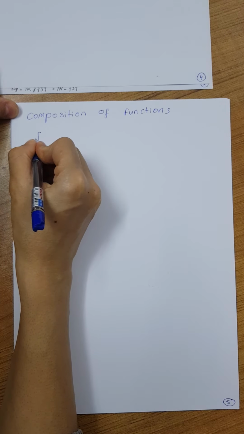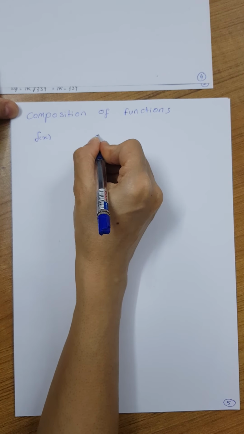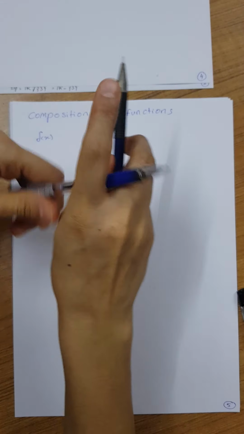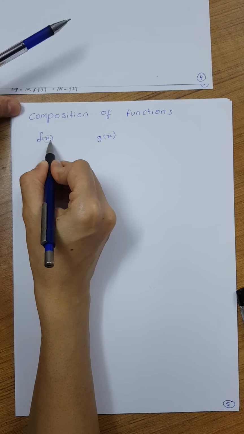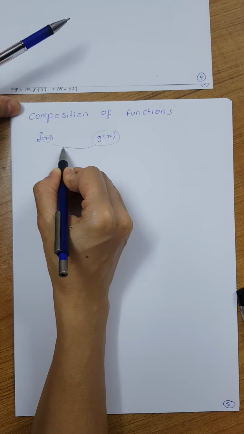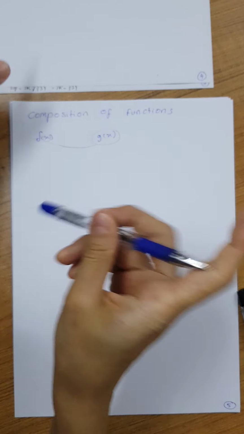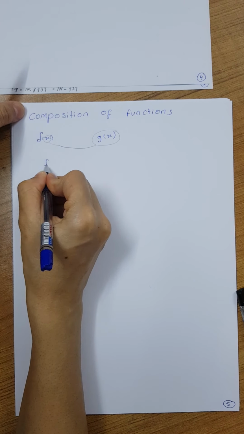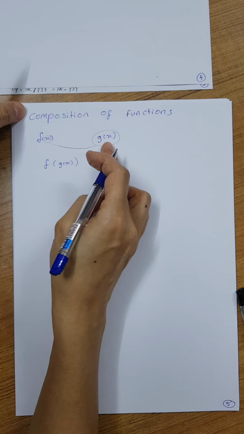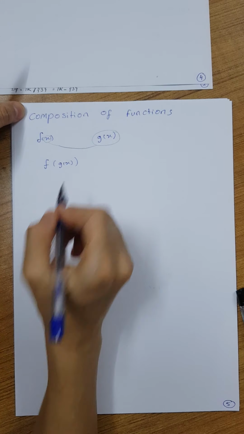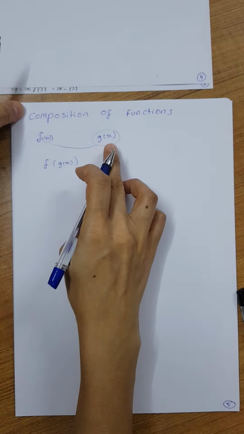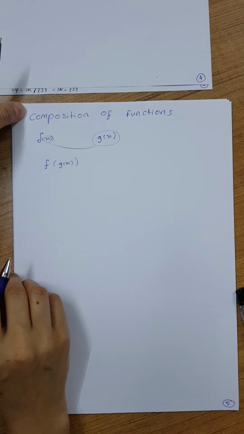So if I have f of x and I have g of x, and instead of x I put that g of x into f, what will I get? I will get f of g of x. Look, instead of the x that I have, I input g of x. That's called composition function. g of x is composed into f.